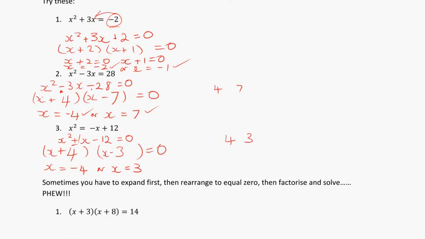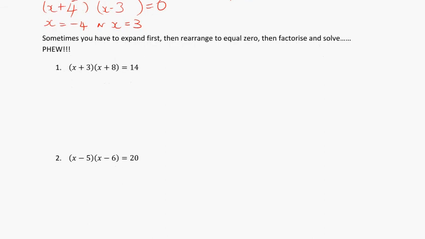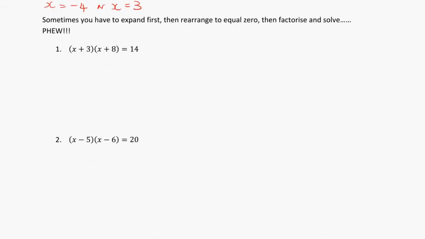Now the last type is, sometimes you have to expand it first and then rearrange it. Make it equal to 0 and then refactorise it and solve. Now if it's in factored form and it's not equal to 0, you have to expand it out. So remember how to expand. X squared plus 8x plus 3x plus 24 equals 14.